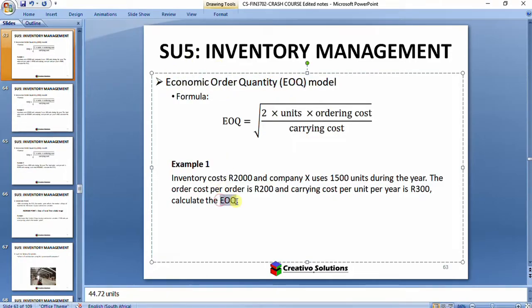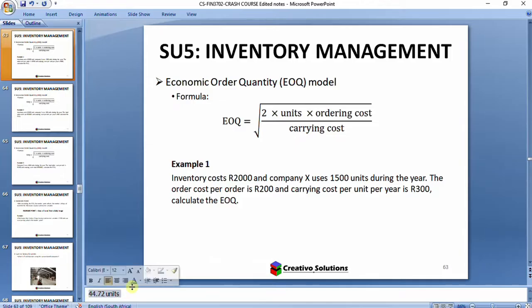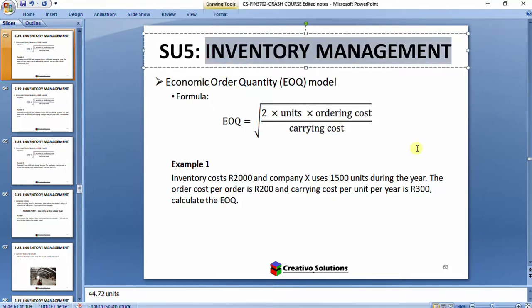EOQ answers that question. It tells you exactly how much stock you must buy to economically reduce your total order costs and holding costs for inventory. Make sense? Yes. So purchasing in batches of 45 for this business is ultimately going to reduce its inventory management costs. Make sense? Yes.